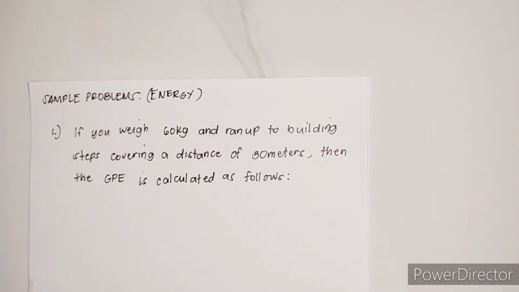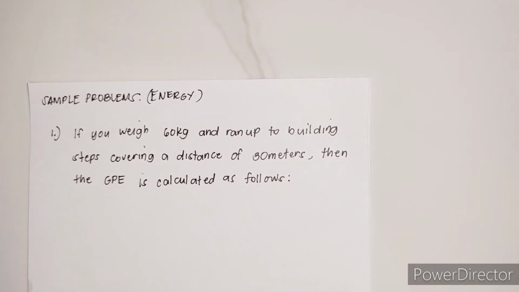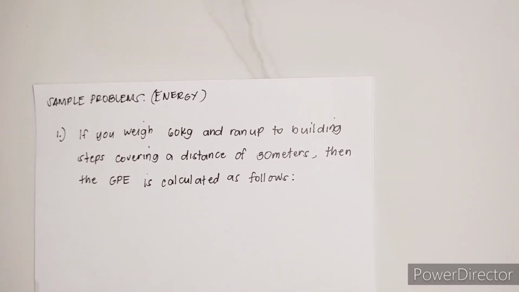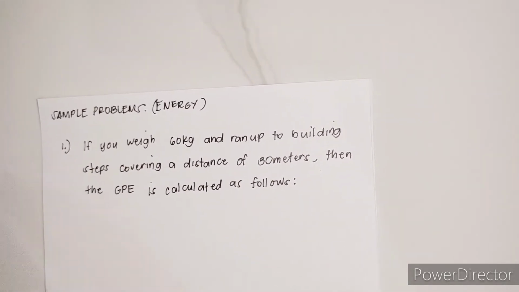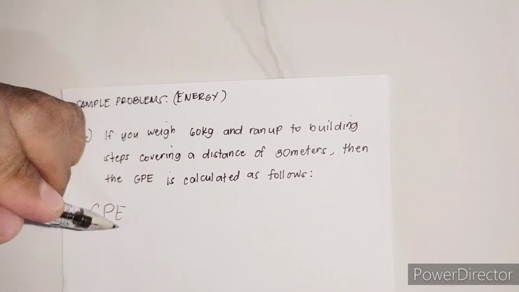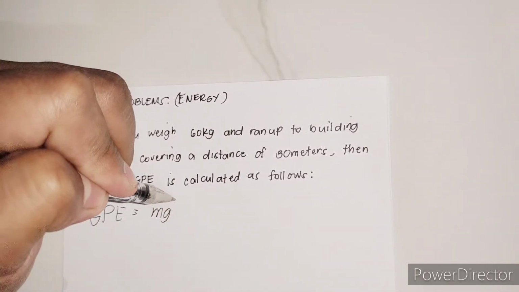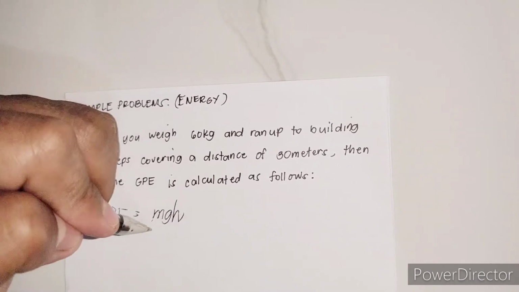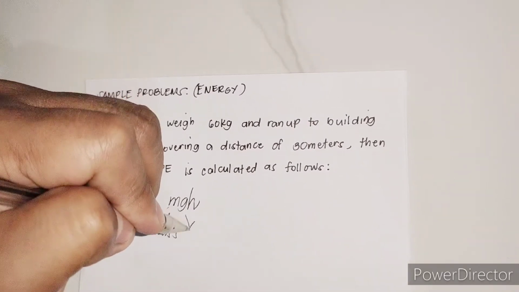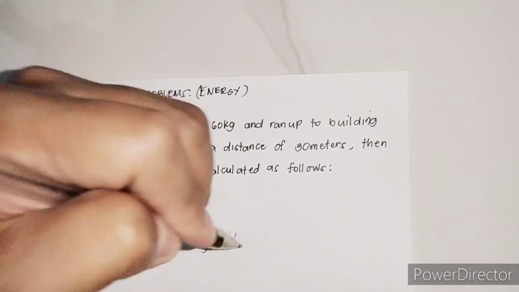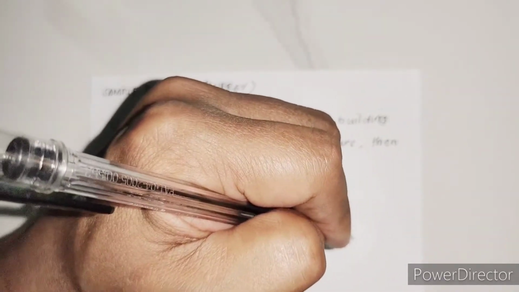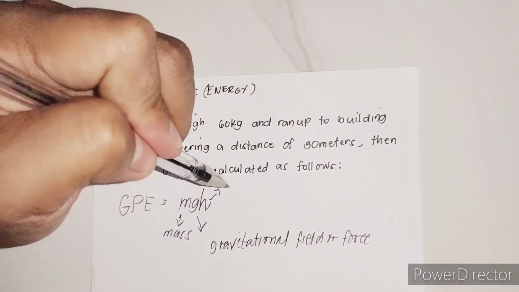Okay, I will read number 1. If you weigh 60 kilogram and run up to building steps covering a distance of 30 meters, then the GPE, yung tinatawag nating gravitational potential energy, is calculated as follows. Take note mga anak, that potential energy, or GPE, gravitational potential energy, is always equal to mgh, while m is our mass, our g is our gravitational field or force, while our h is height.